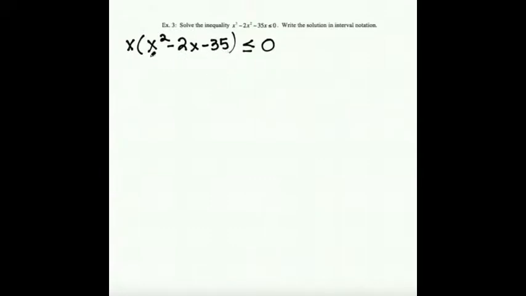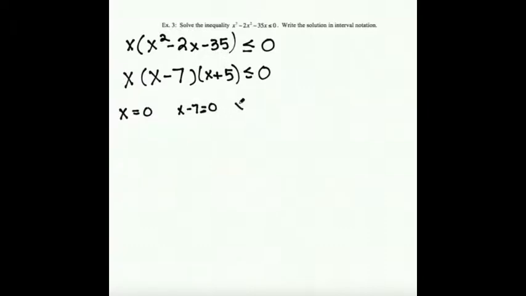Now I need to factor this quadratic that's in here. So I have x, and then I know I'm going to factor into two pieces. For x squared minus 2x minus 35, I need factors of negative 35 that add up to negative 2. Those factors are going to be negative 7 and positive 5. Now that I have it factored, I want to set each of these factors equal to 0. So I have x equals 0, x minus 7 equals 0, and x plus 5 equals 0. That leaves me with x equal to 0, 7, and negative 5.